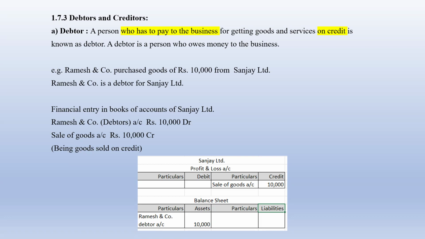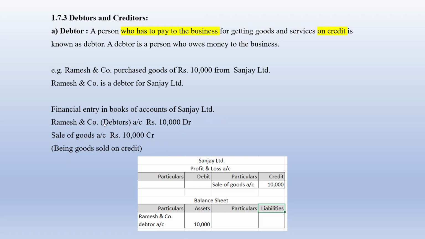Ramesh and Company purchase goods of rupees 10,000 from Sanjay Limited. Now, who is the debtor and who is the creditor in this? So, who is the business in this and who is the purchaser? Ramesh and Company is the purchaser in this scenario, and Sanjay Limited is basically the business. Okay. Now, Ramesh and Company is a debtor for Sanjay Limited. Now, the financial entry in the books of accounts of Sanjay Limited: Ramesh and Company account debited 10,000 rupees, and sale of goods account credited 10,000 rupees, and the narration is goods sold on credit.